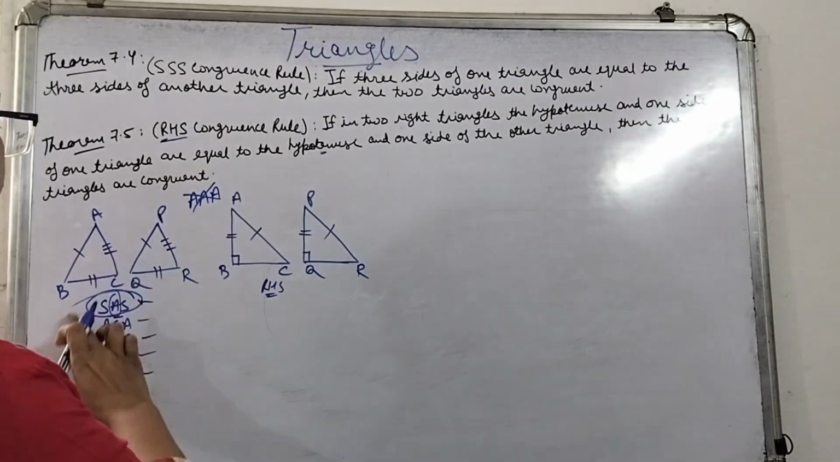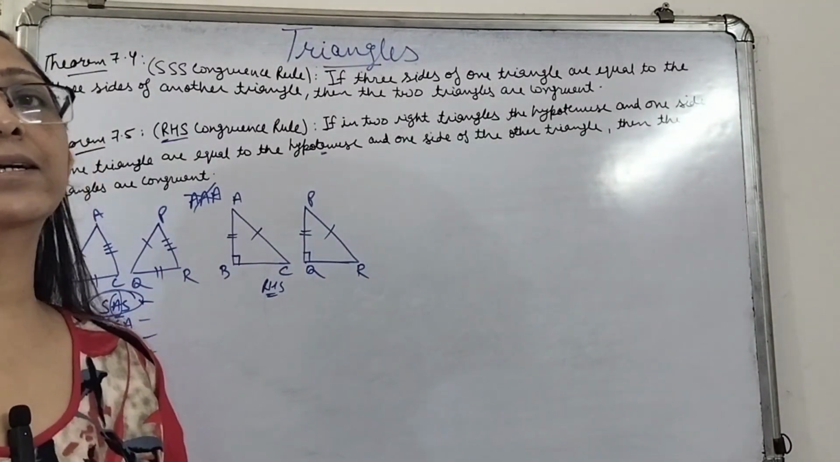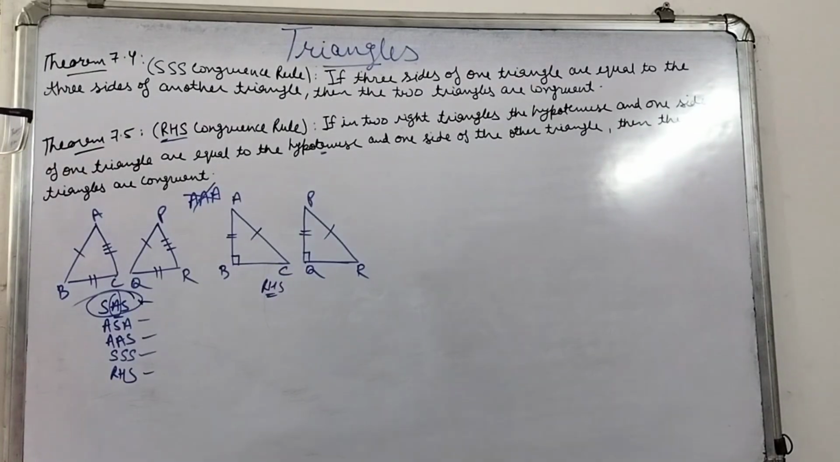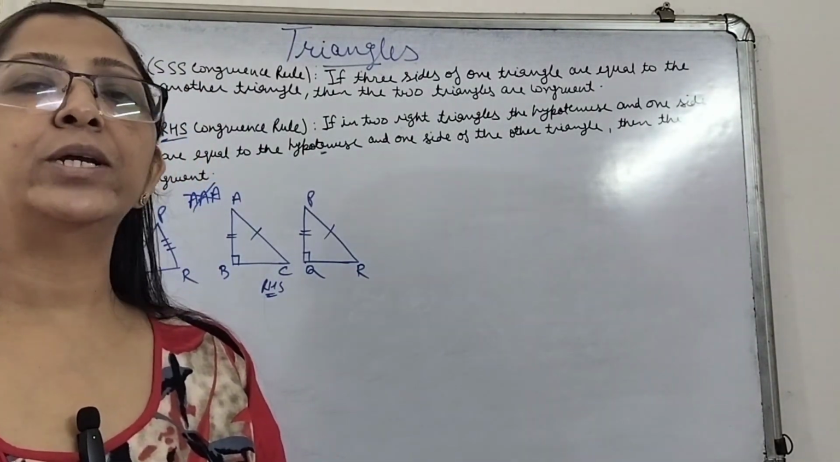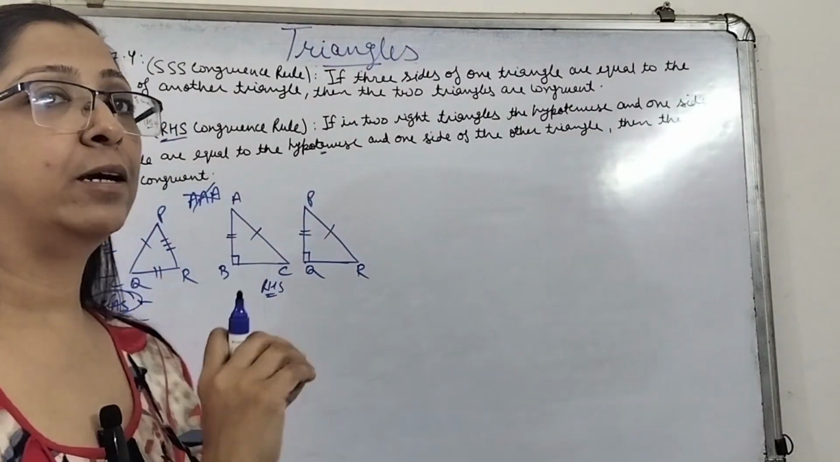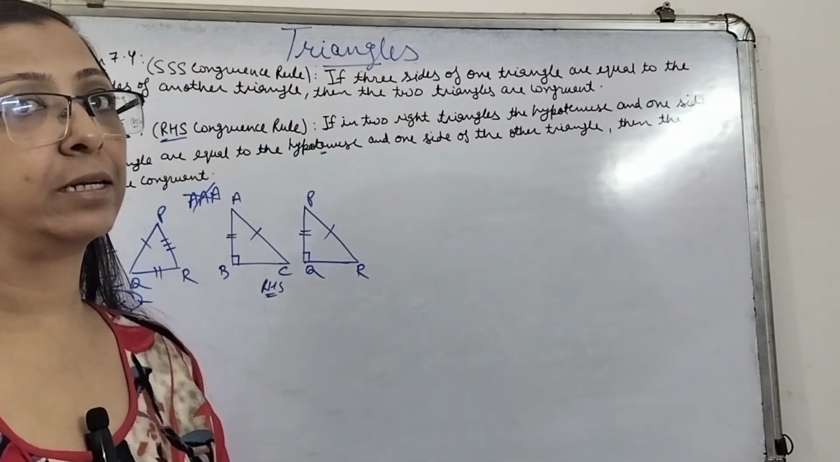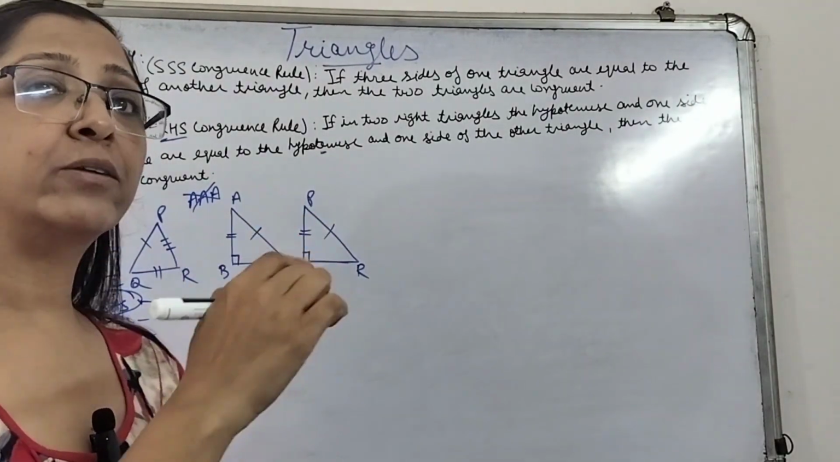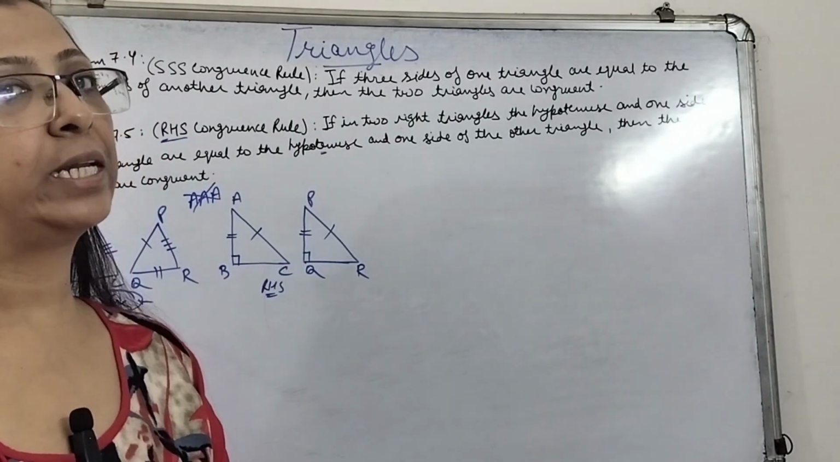If by any of these means we prove that the given two triangles are congruent, we can conclude that the remaining corresponding parts will also be equal, right? It is very important to write their correspondence correctly. Whatever order we write symbolically, that order is very important.